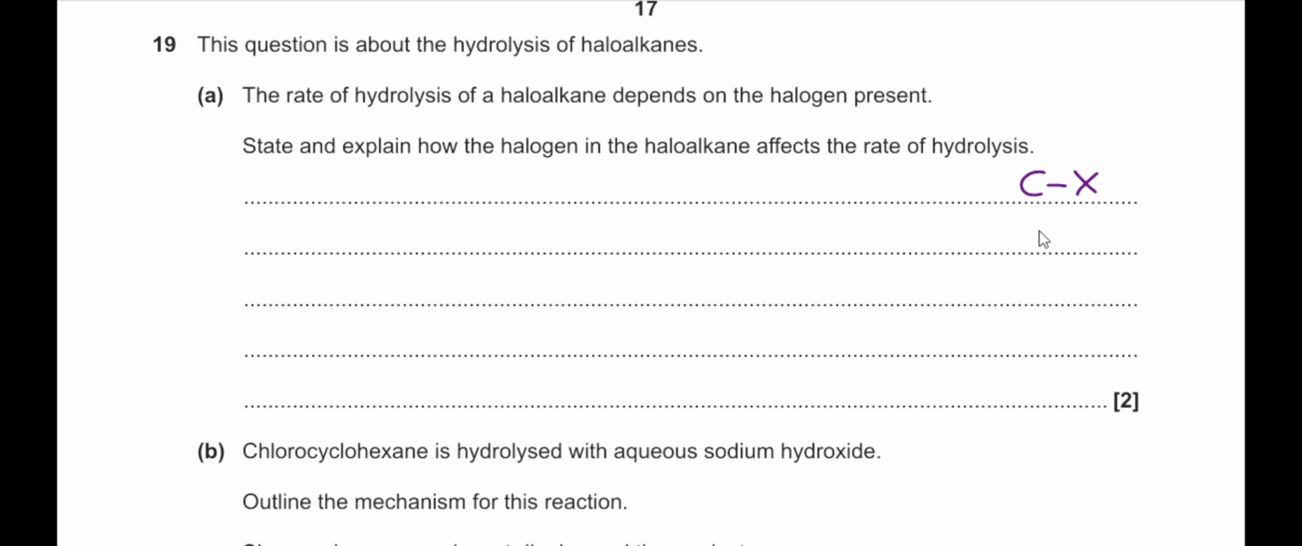And it is common knowledge for us that carbon fluorine bond is the strongest. The next stronger is carbon chlorine. Then the next one is carbon bromine. And the last one is carbon iodine, which is the weakest. Hence, breaking of a carbon fluorine bond will take more time. Hence, we can write that the weaker the halogen carbon bond, the faster will be the hydrolysis reaction.